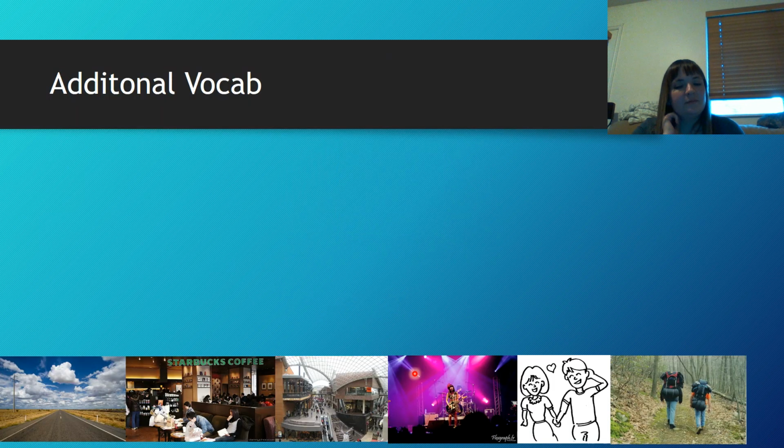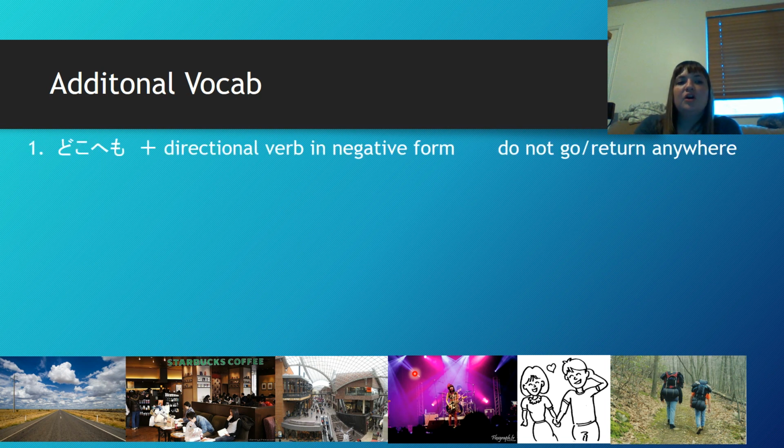Okay. Now there's a couple additional vocab you might want to know, and you've seen a couple of these. Our first one is どこへも. So you'll notice here it has our hiragana he. In this case, this he is actually in its particle form, which is why we pronounce it as e. So どこへも. And that, when we attach this with a directional verb in its negative form, it means do not go or return anywhere. Right? So you can say I didn't go anywhere, I didn't return anywhere. Okay, and we're going to talk about that one a little bit more later.